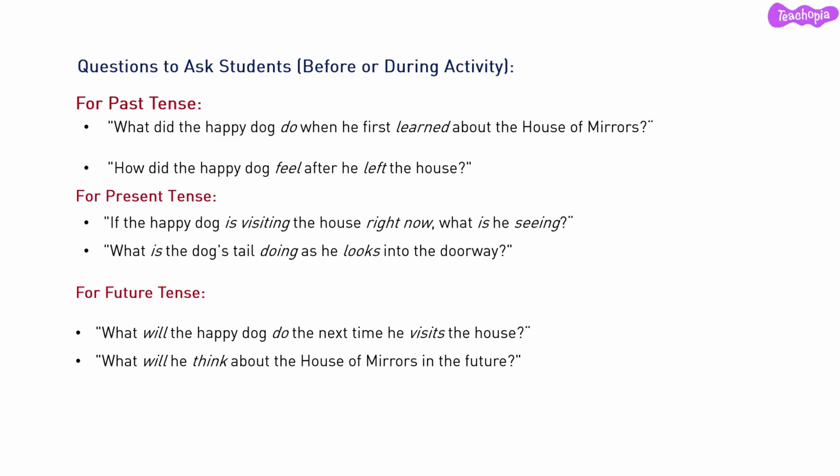Questions to ask students before or during the activity. For past tense, what did the happy dog do when he first learned about the house of mirrors? How did the happy dog feel after he left the house? For present, if the happy dog is visiting the house right now, what is he seeing? What is the dog's tail doing as he looks into the doorway? For future tense, what will the happy dog do the next time he visits the house? What will he think about the house of mirrors in the future?